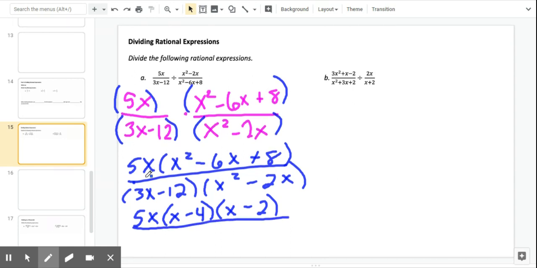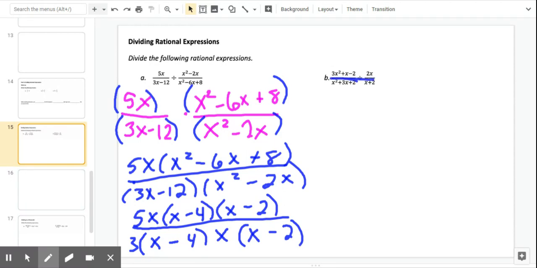Then in the denominator, for this first polynomial, 3x minus 12, we have a GCF of 3, so we can factor 3 out. If we take the 3 out of the 3x, we're left with x. And if we take a 3 out of a 12, we're left with 4, because 3 times 4 is 12. Now this last one, we're going to think about a GCF again, because these both have x's in their terms. So I'm going to take one x out. If I take an x out of the x squared, I'm left with x. And if I take an x out of a 2x, I'm left with 2.